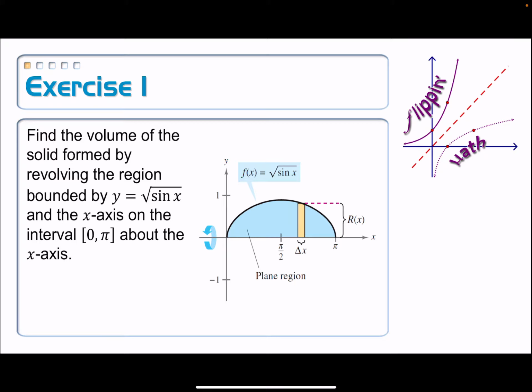Okay, all right. And then our technique here is to draw in ourselves a representative rectangle, right? And we're going to take that rectangle and we're going to revolve it. Notice that it is vertical. It's vertical because it'll be perpendicular to our horizontal axis of revolution here. When I revolve that thing around, it's going to make a cylinder, which I can find the volume of.